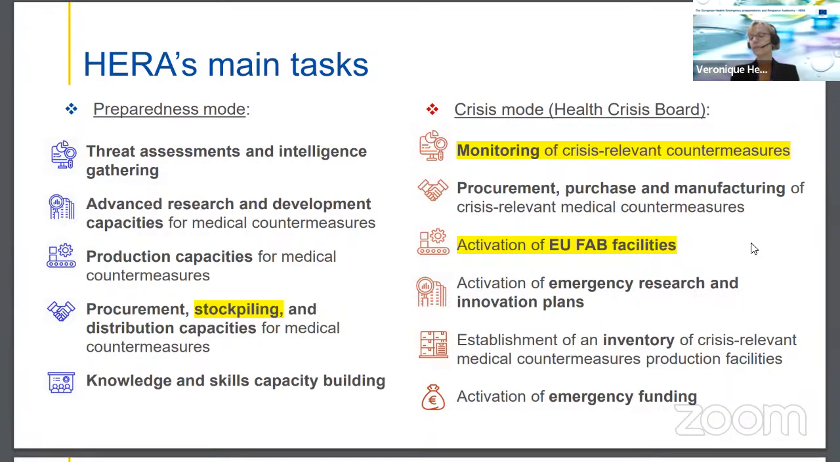There is also EU FAB, and I'm just going to mention it. The purpose of EU FAB is to reserve manufacturing capacity in the EU/EEA that can be quickly deployed and cover the time before producers are able to ramp up their own manufacturing capacity in vaccines. And EU FAB covers mRNA, protein, and vector-based vaccines. So, next slide, please.